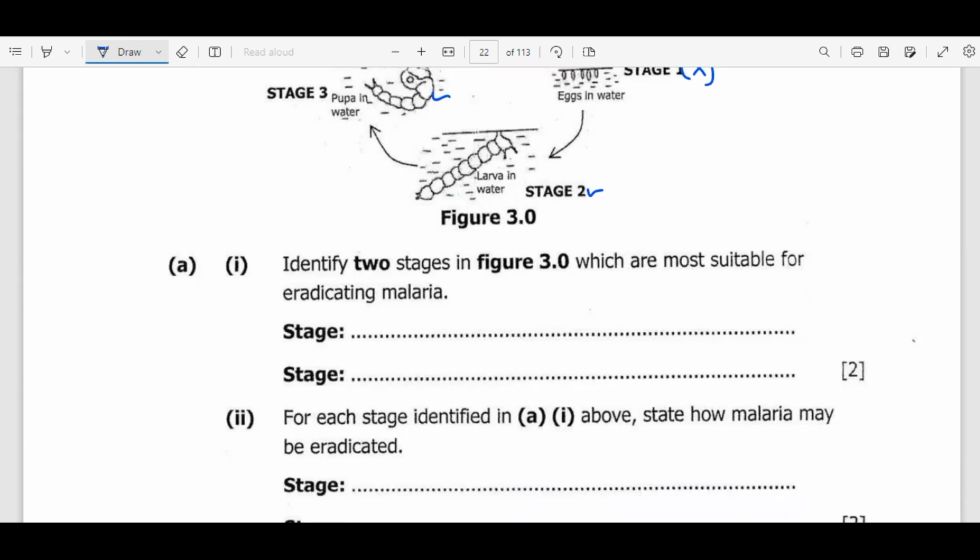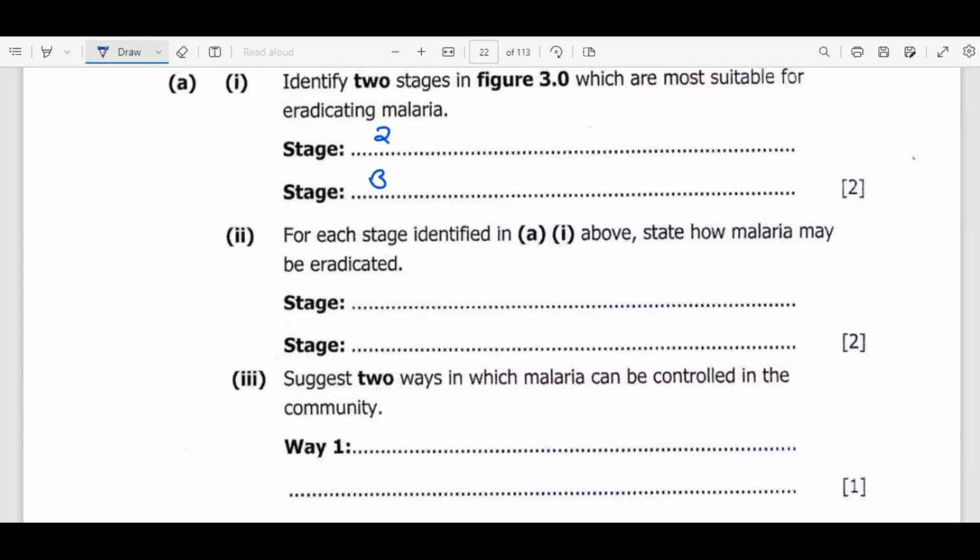So what stages? Stage 2 and stage 3. For each stage identified in A1 above, state how malaria may be eradicated. Yes. How can malaria be eradicated?